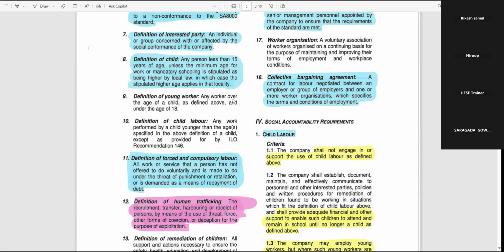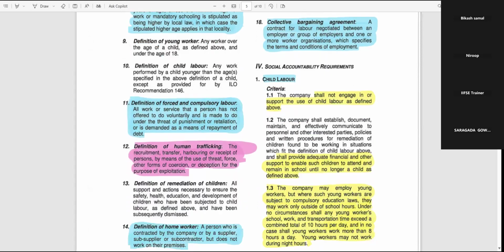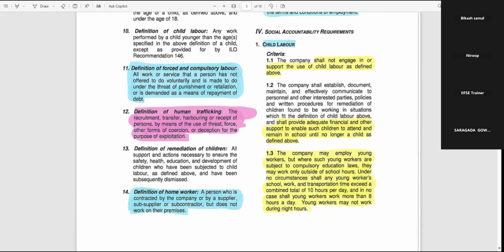And talk of young worker: a worker over the age of a child and defined above, and under the age of 18, they are young workers. Okay. Then the definition of forced and compulsory labor. These are all the work or service that a person has not offered to do voluntarily and is made to do under a threat of punishment or retaliation, or is demanded as a means of repayment of debt.